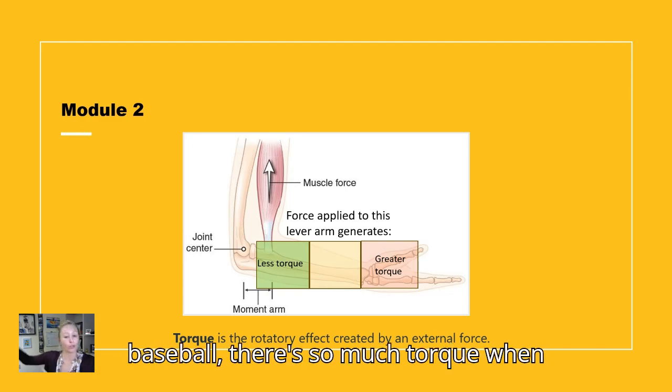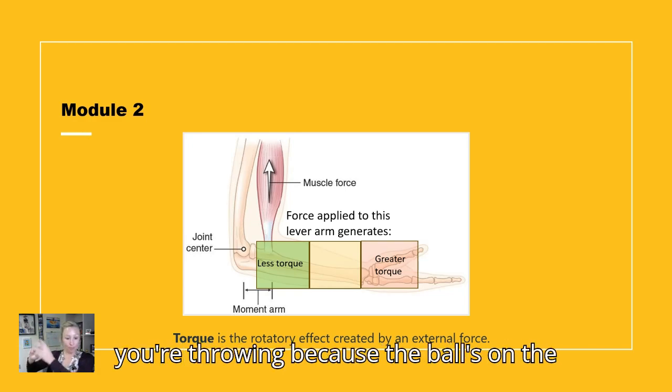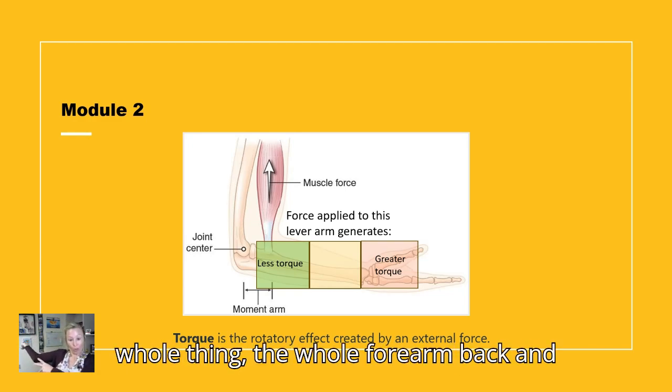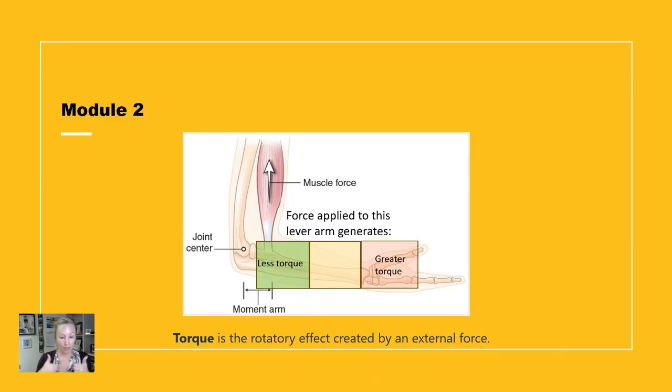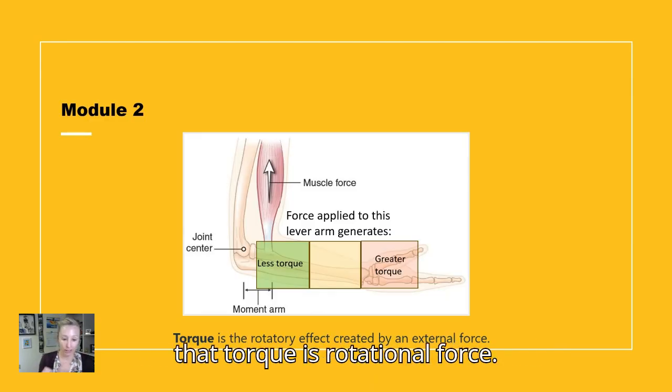Same thing with baseball. There's so much torque when you're throwing because the ball's on the end and you're having to torque this whole thing, the whole forearm back, and it puts a lot of torque on the elbow. So just understand the longer the lever arm increases the torque. Also understand that torque is rotational force.